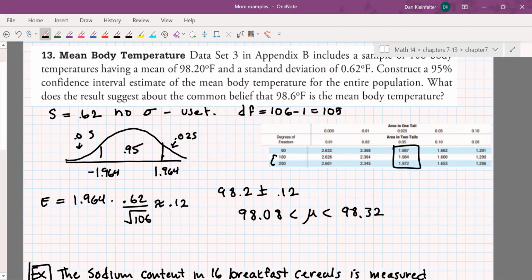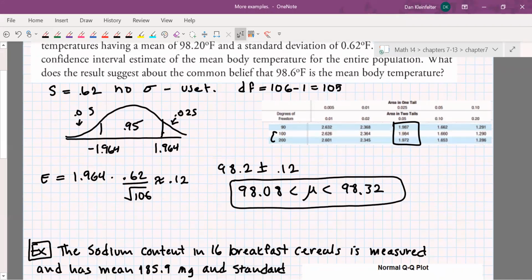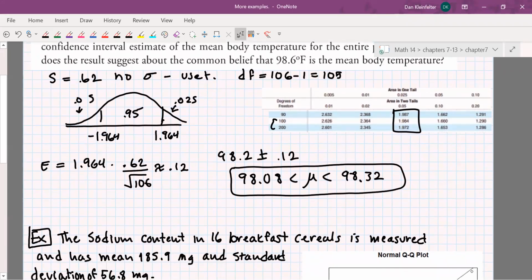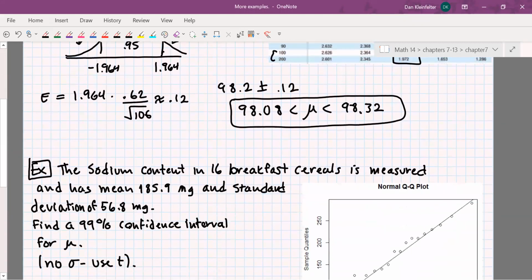The follow-up question says, what does this result suggest about the common belief that 98.6 is the mean body temperature? Well, we're 95% confident that mu falls in this interval, and it's pretty far below 98.6 in a way. So to me, that suggests that the true mean is lower than 98.6.